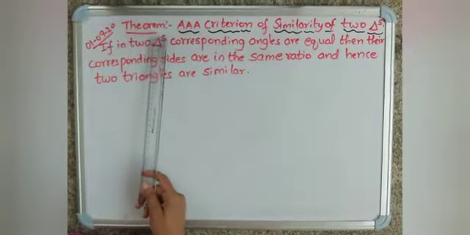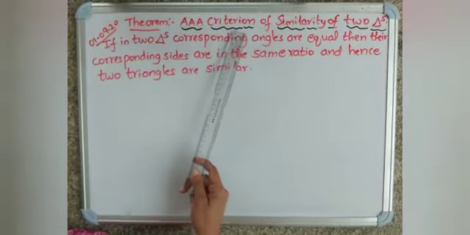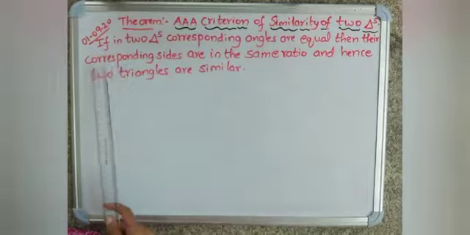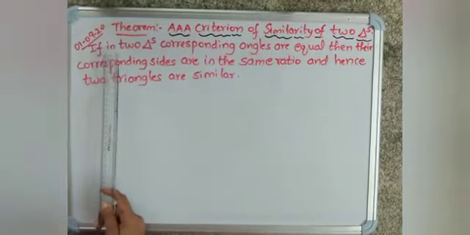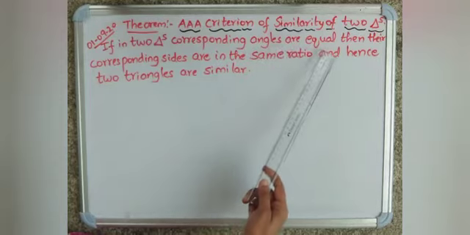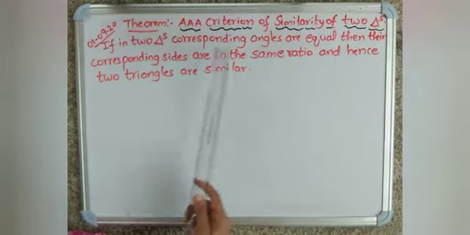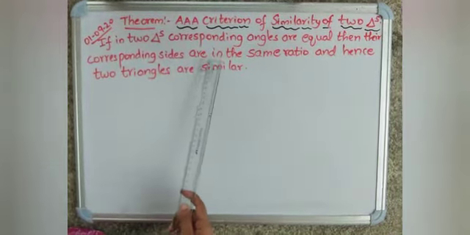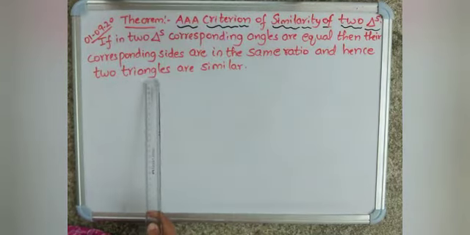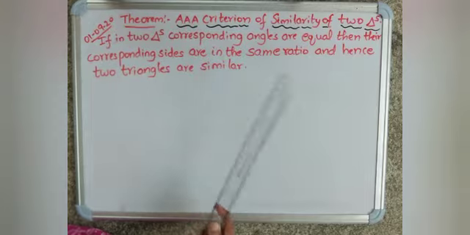Let's prove the theorem AAA criteria of similarity of two triangles. It states that if in two triangles corresponding angles are equal, then their corresponding sides are in the same ratio, and hence two triangles are similar.